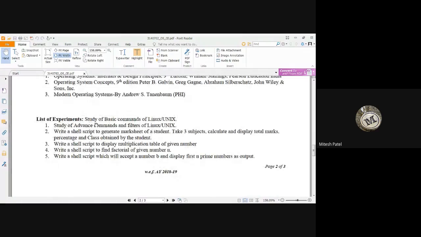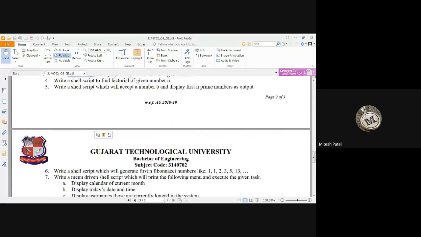Let's see the experiment list. Basic commands of Linux, advanced commands of Linux, then mark sheet generation, then multiplication, factorial, Fibonacci, prime number. Those programs you have already done in C language, the same programs you need to do using a shell script. How to run and where to run, we will discuss in the laboratory session, but the thing is that practical will be easy, but the condition is that you must know the logic. You must know the logic of factorial, and what a prime number is.